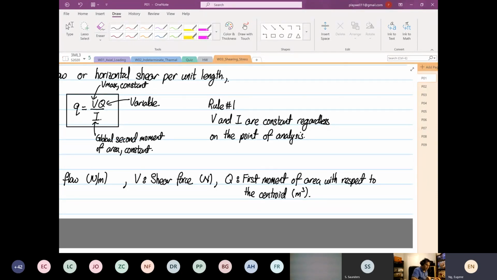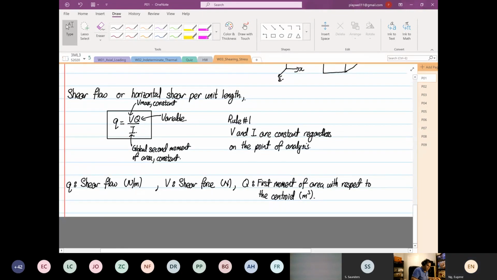Anyone, any questions so far? So I've shown you what rule number 1 is already. V and I constant. Yes. Is the I the polar moment of inertia? No, it's the second moment of area.